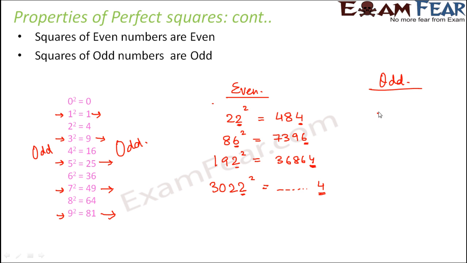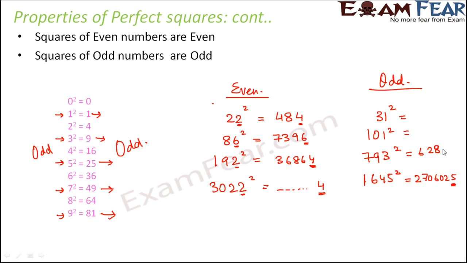Similarly, if you look at some odd numbers, let's say 31 square or 101 square or 793 square or 1645 square. If you look at the values of each of these, 1645 square would give you 2706025. So you have a 5 at the end, which is odd. 793 square gives you 628849. So 9 again is an odd number. 101 square is 10201. So 1 again is odd.